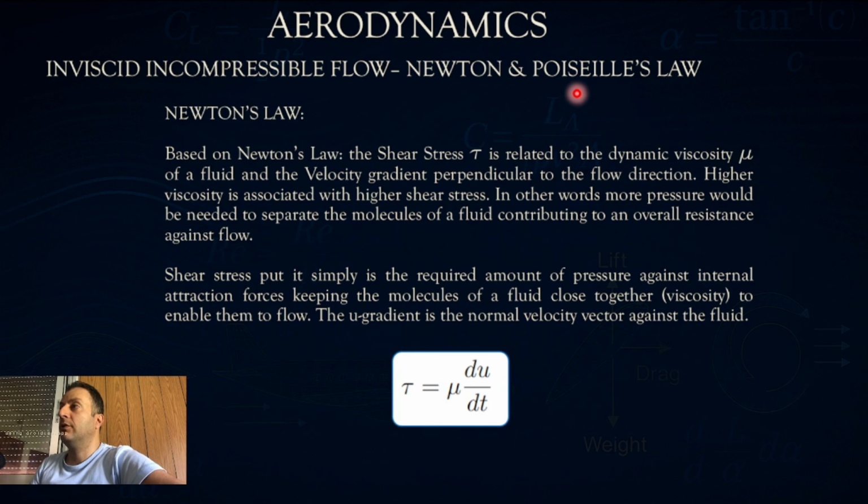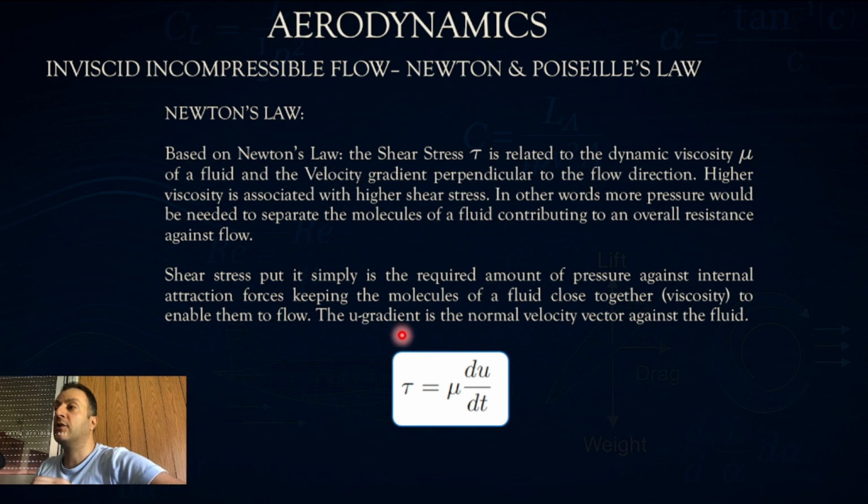Let's talk about Newton and Poiseuille's law. Okay, Newton's law. Based on Newton's law, the shear stress tau is related to the dynamic viscosity, or viscosity in other words, of a fluid, and the velocity gradient perpendicular to the flow direction. So higher viscosity is associated with higher shear stress. In other words, more pressure would be needed to separate the molecules of a fluid, contributing to an overall resistance against the flow. This is what we mean. So the shear stress, put simply, is the required amount of pressure against the internal attraction forces of the fluid, the viscosity keeping the molecules of a fluid close together, to enable them to flow, to push them to flow.